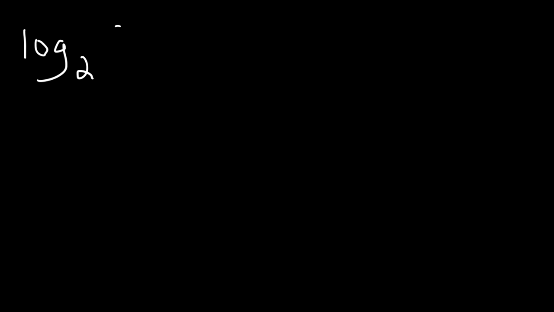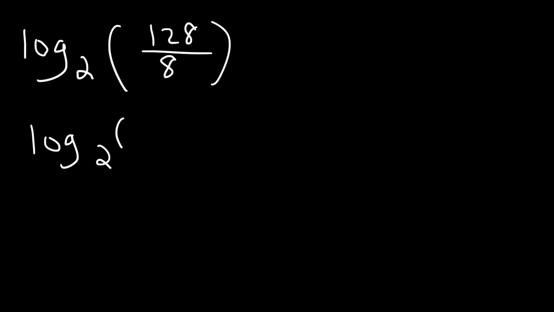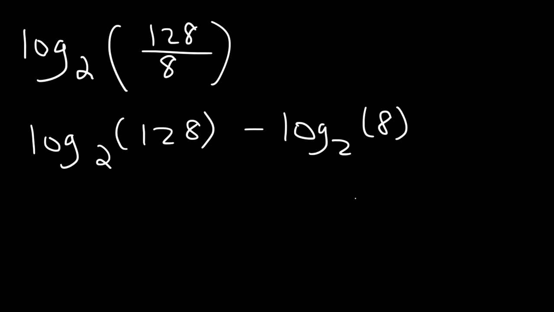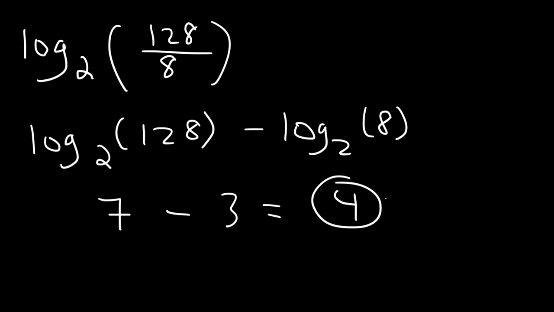Try this one. Log base 2 of 128 over 8. This is equal to log base 2 of 128 minus log base 2 of 8. Now 2 to the 7th power is 128, and 2 to the 3rd is 8. So 7 minus 3 is 4, and that's going to be the answer.